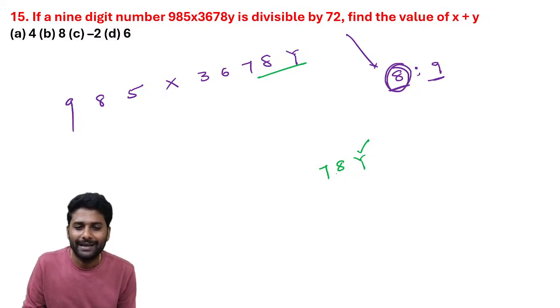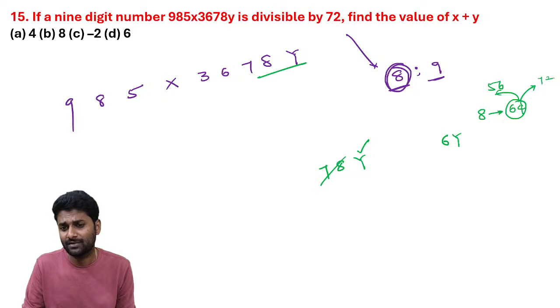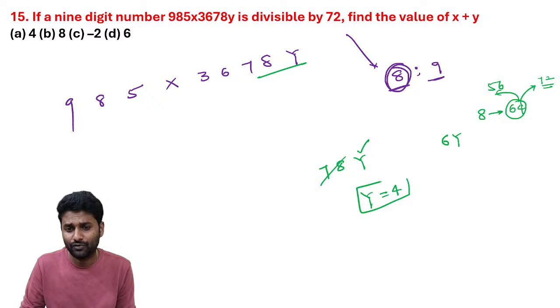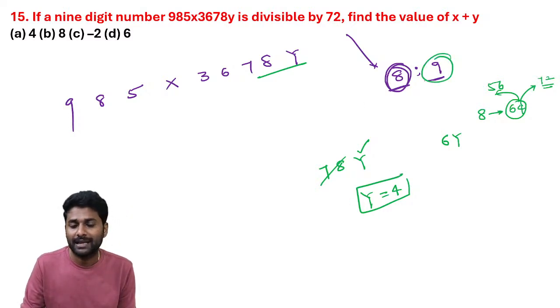Now see, 8 into 9 is 72. Then we require 6y. If you check with the 8 table, 8 into 8 is 64. So before 64, we have 56, and after 64, we have 72. So here we can conclude that y must be 4. Then what about the 9 property here?